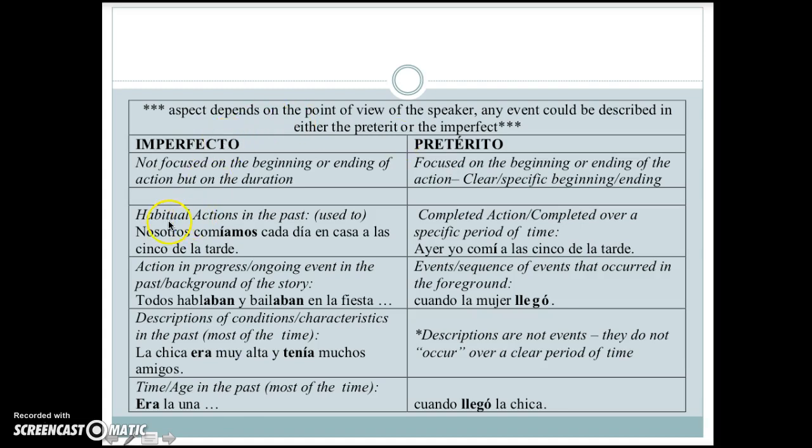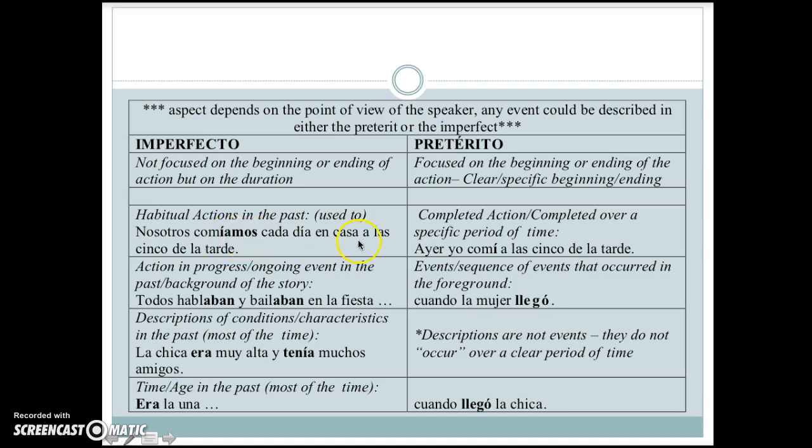So when we have something like habitual actions in the past, which in English we usually say used to do something, that's going to be the imperfect. Nosotros comíamos cada día en casa a las 5 de la tarde, right? We ate at 5 o'clock every day. When did we start eating at 5 o'clock? We don't know. When did we stop eating at 5 o'clock?